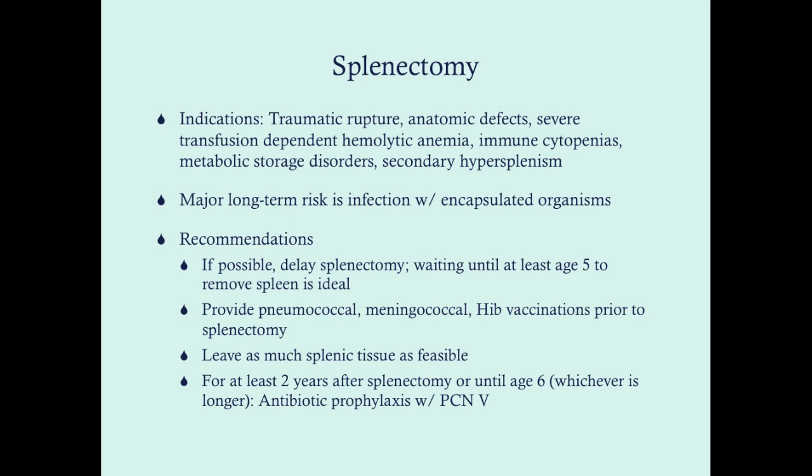So our indications for splenectomy include trauma, as we've talked about. Some anatomic defects will necessitate surgery, so that really depends too. So things like cysts and pseudocysts, if they get big enough, that may precipitate the need for surgery. If there's severe transfusion-dependent hemolytic anemia, if they're requiring transfusions every couple of weeks, obviously you want to remove the spleen. Why would that help?